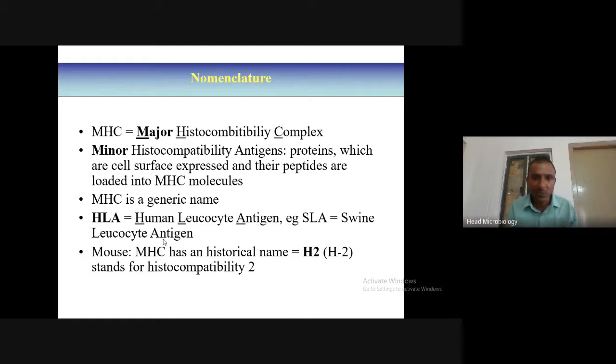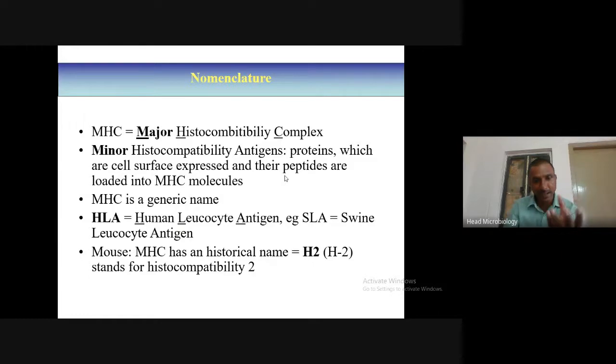Major histocompatibility and minor histocompatibility antigens: MHC is the major histocompatibility complex, and minor histocompatibility antigens are proteins expressed on the cell surface, whose peptides are loaded into the major histocompatibility complex molecule. MHC is a generic name.